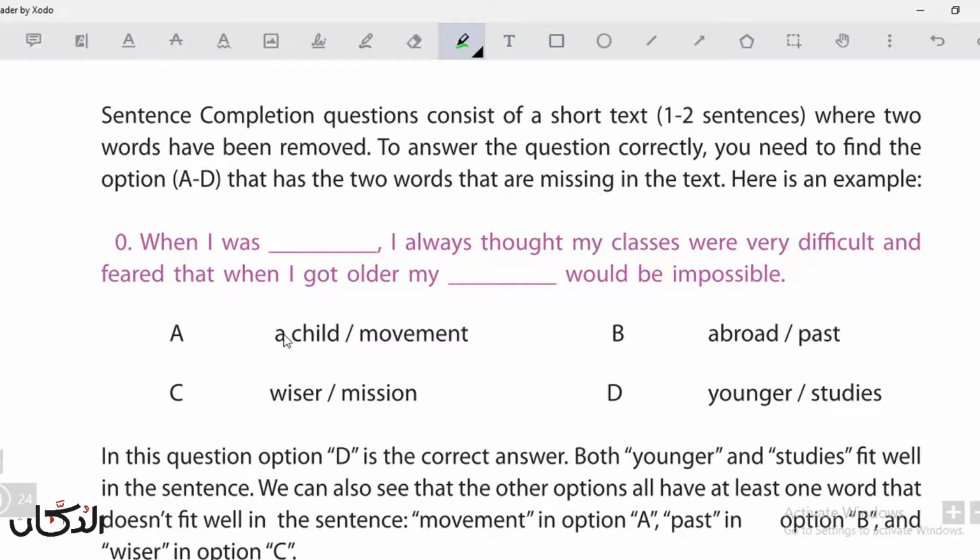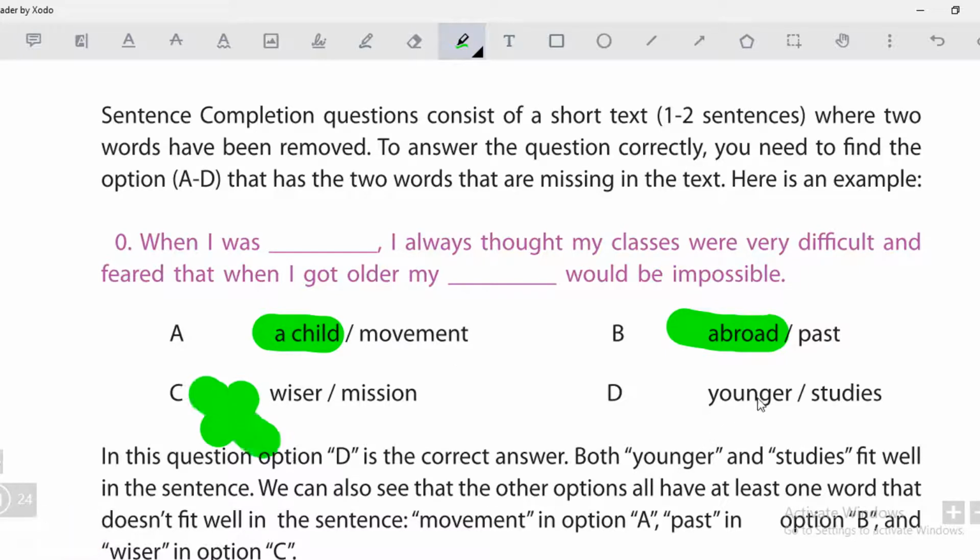So, when I was a child, maybe. When I was abroad, maybe. When I was wiser, I think it doesn't make sense here. When I was younger, also maybe. So read fast. When I was what?